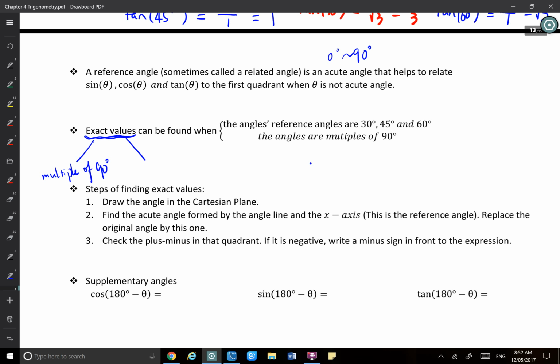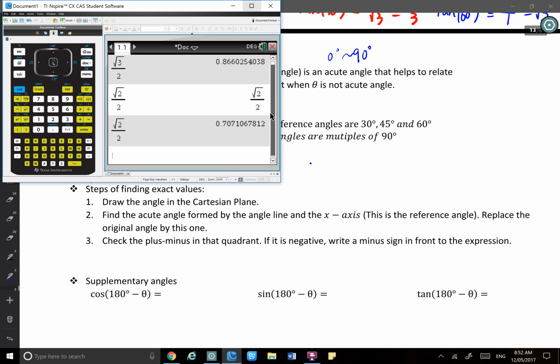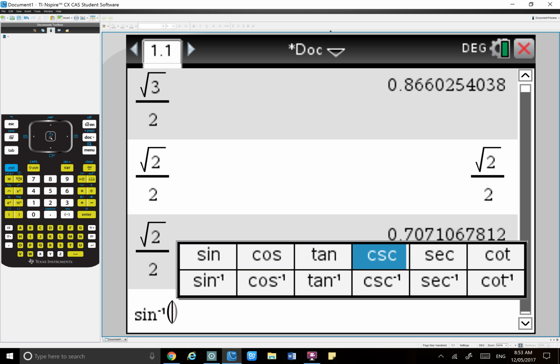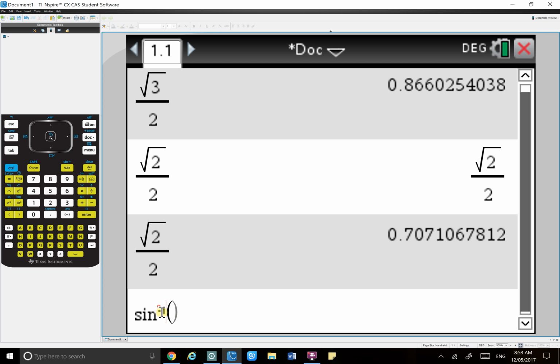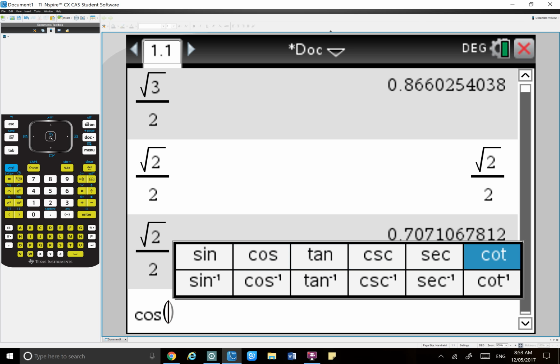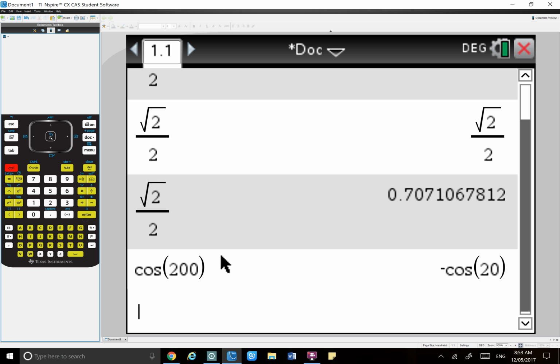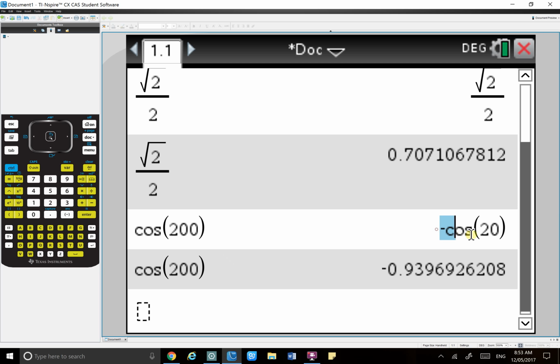Why is it called an exact value? Let's have a look. Let's say cosine 200 degrees. I press enter, and that still gives me some value containing cosine. And when I press control and enter, that gives me a value I can't really write exactly on the paper, because it's an irrational number, an infinite decimal that's not circulating. So I can't represent this number very accurately on the paper.